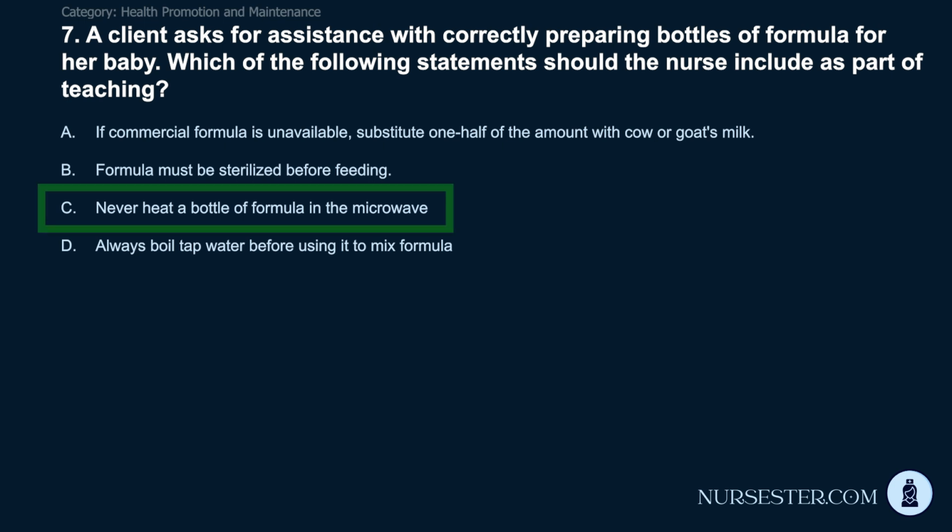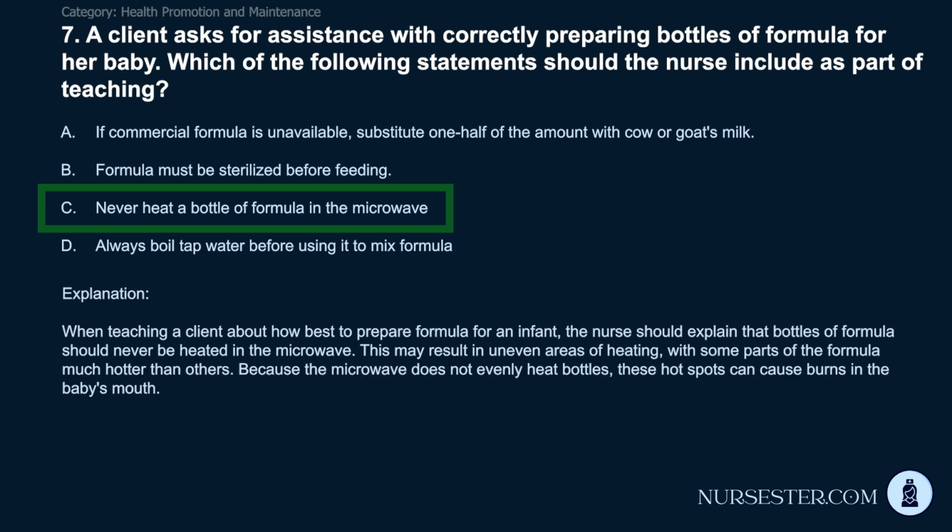Correct answer: C. Never heat a bottle of formula in the microwave. When teaching a client about how best to prepare formula for an infant, the nurse should explain that bottles of formula should never be heated in the microwave. This may result in uneven areas of heating, with some parts of the formula much hotter than others. Because the microwave does not evenly heat bottles, these hot spots can cause burns in the baby's mouth.